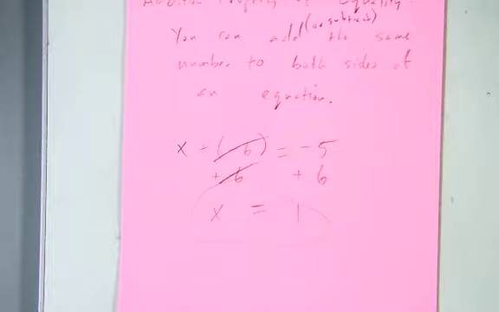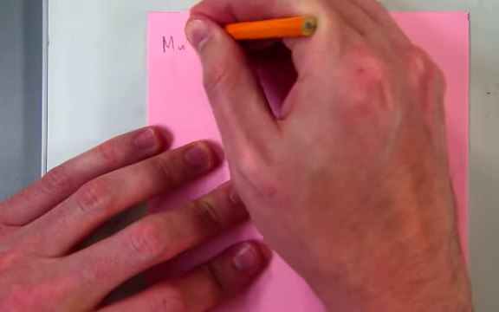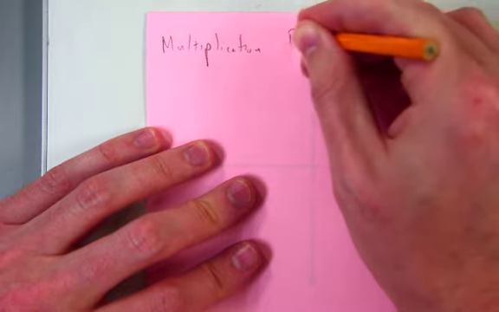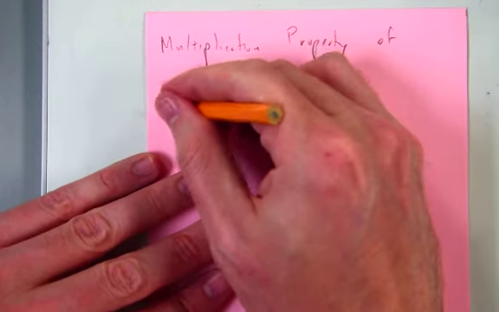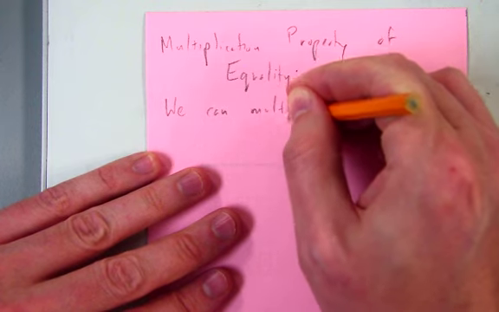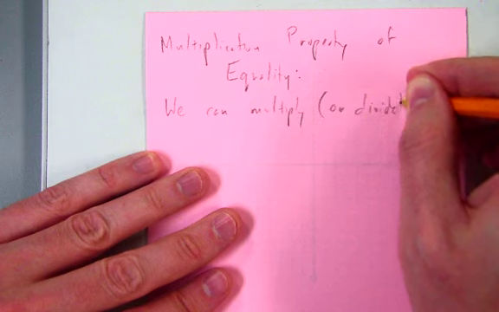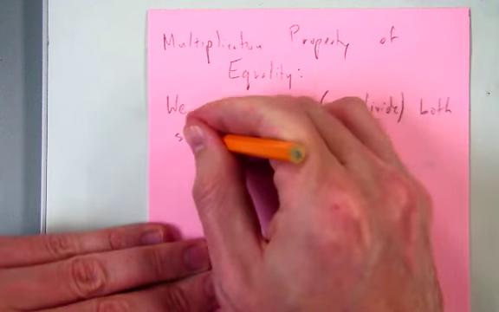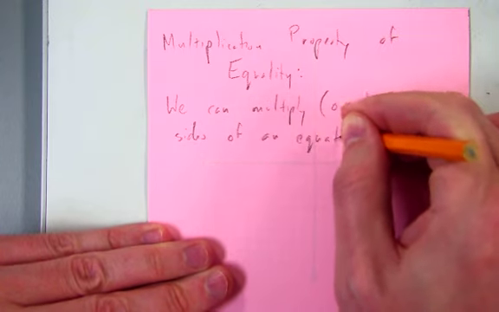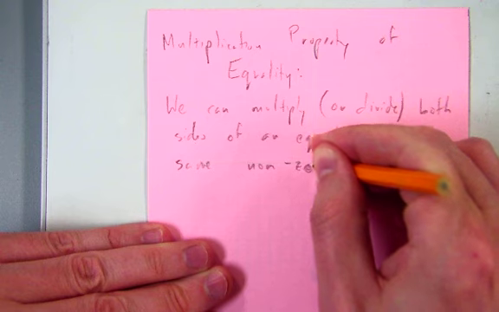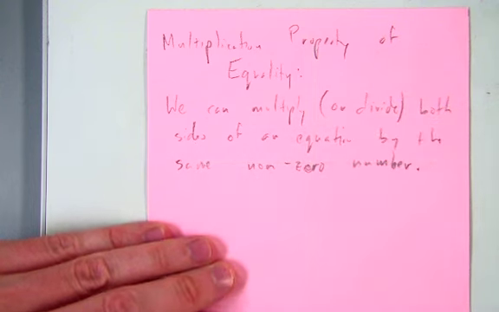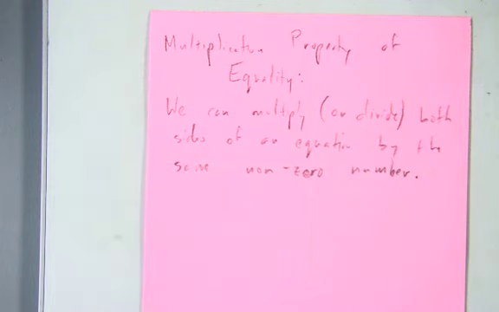Okay, so that's the addition property of equality. We do have a similar property for multiplication called the multiplication property of equality. Okay, and it says we can multiply or divide both sides of an equation by the same, this one we do have an extra thing in there, we can't do 0, by the same non-zero number. Okay, and this will work very similarly to the way that we used the addition property of equality, except we're going to use it when we want to get rid of multiplication or division.